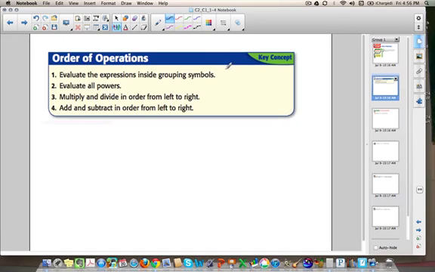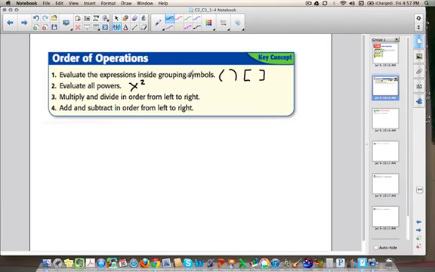The first thing that we always do is we evaluate the expressions inside the grouping symbols. So in other words, grouping symbols can either be parentheses or they can be brackets. So you're going to do all the work inside the parentheses or brackets first. The next thing, once all the grouping symbols are gone, then you're going to do the powers, so things that have an exponent, so like x to the second power. You take care of that.